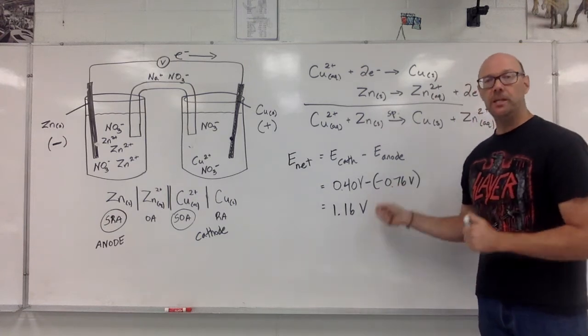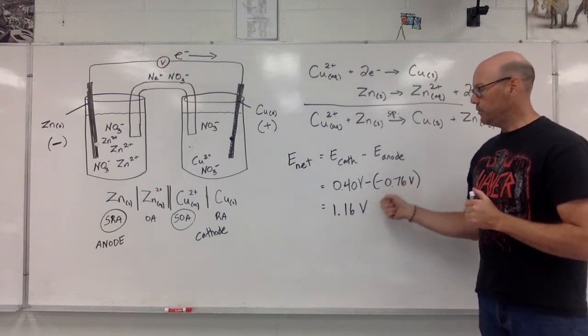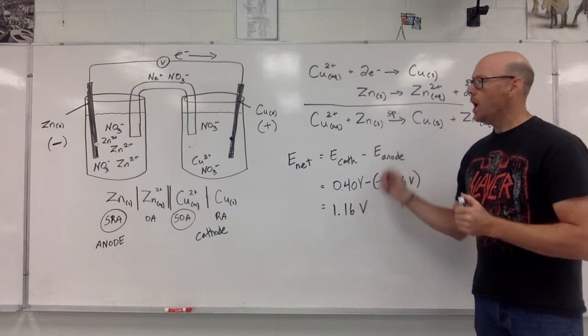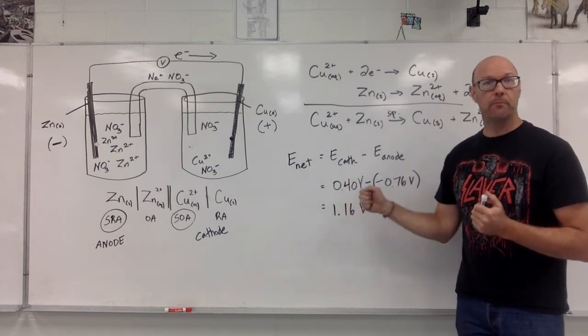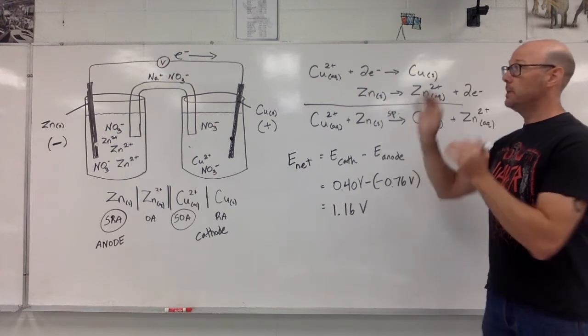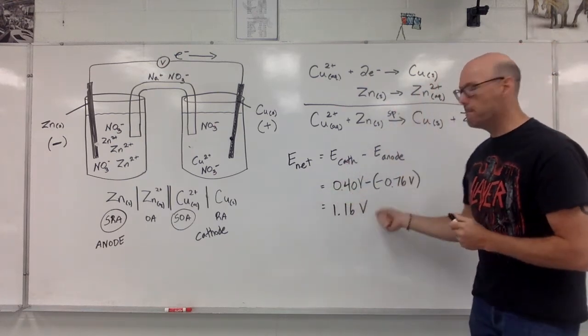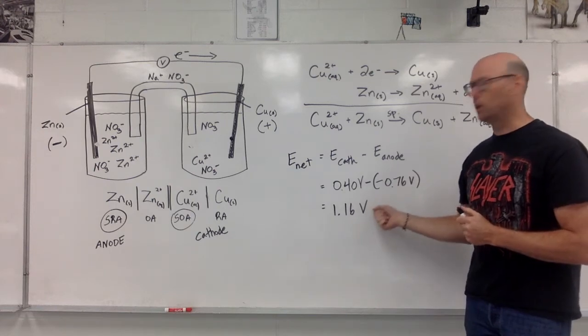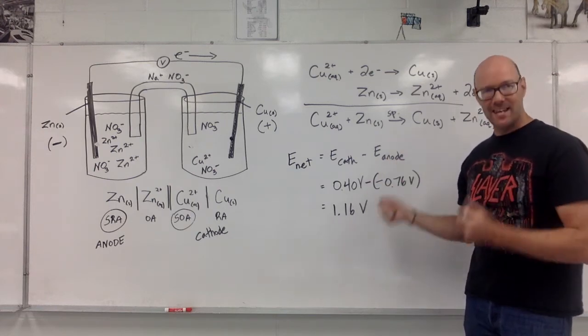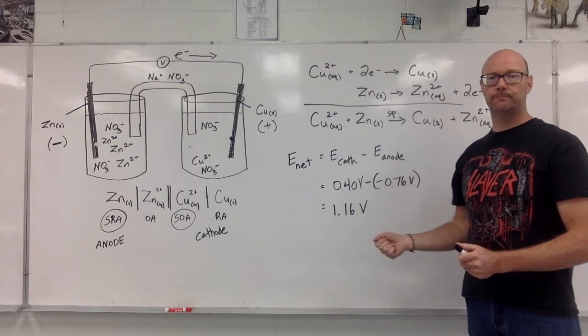It has to be a positive answer. If you accidentally get a negative answer, it means you have your anode and cathode mixed up or made a mistake. Because this is a spontaneous reaction that produces electricity, we must have a positive answer here for the voltage, for the net cell potential.